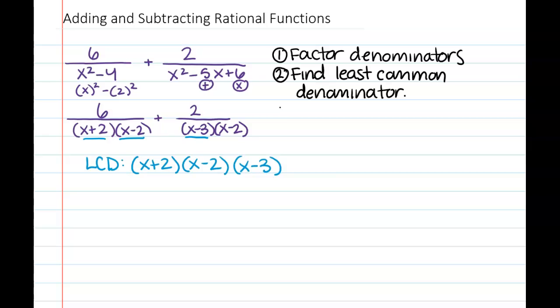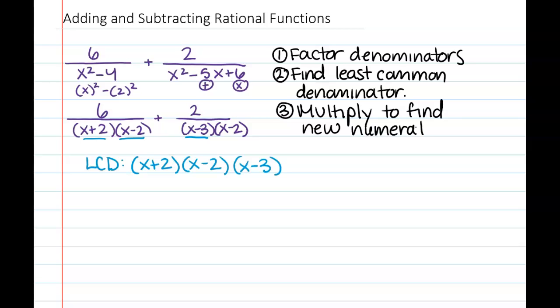And then from here, you multiply to find new numerators. And what I mean by that is we're going to look for essentially what's missing, right? So 6 over x plus 2 times x minus 2. These are both in there. We're missing the x minus 3. So I'm going to multiply by x minus 3 on the top and x minus 3 on the bottom.